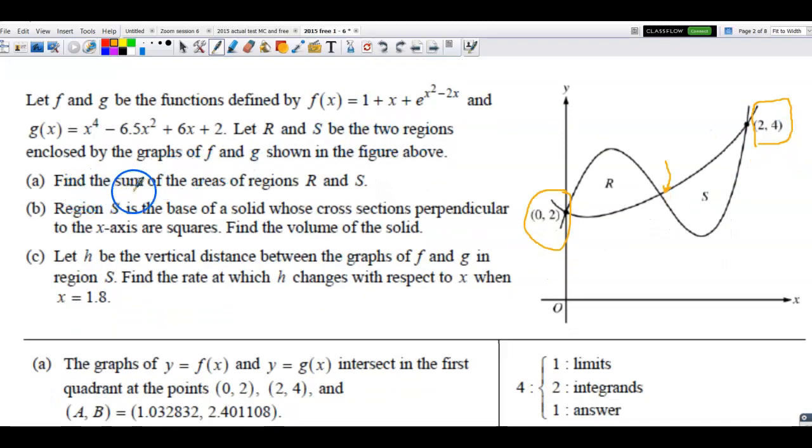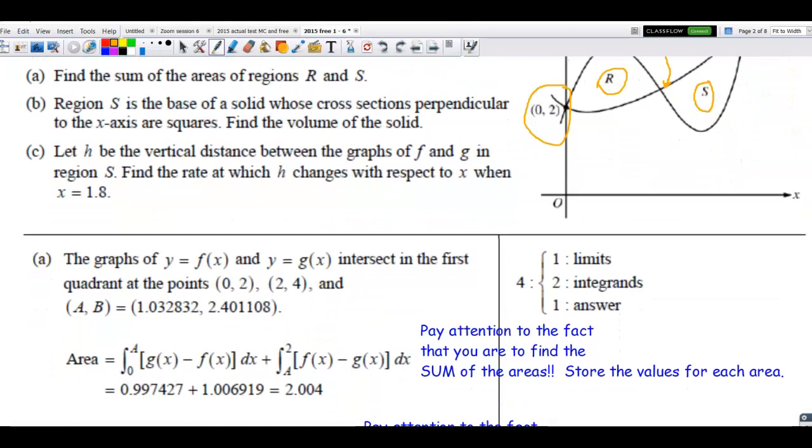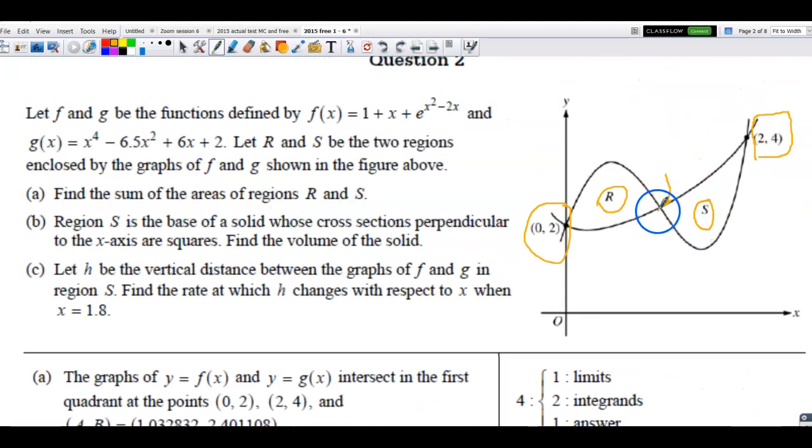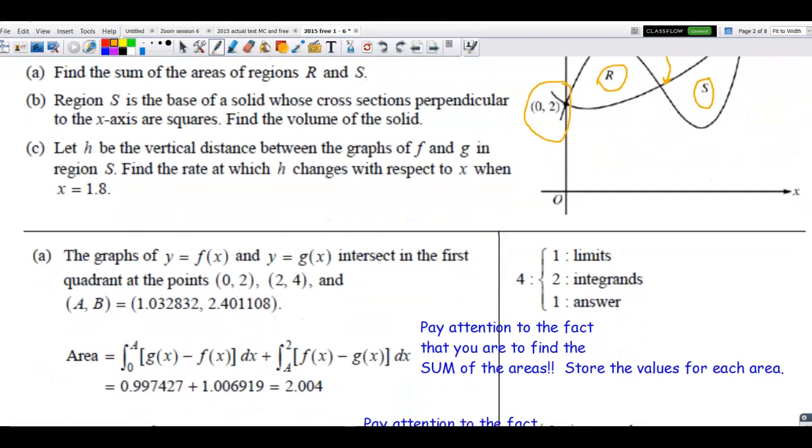Find the sum of the areas of regions R and S. So we're finding this region of area, top minus bottom, and this region of area, top minus bottom. So first, we're going to have to put the functions into our calculator. F of x would likely be in your y1, and g of x would likely be in your y2. And we're going to have to figure out where they intersect, and we're going to store that value if it's a long decimal number instead of a whole number.